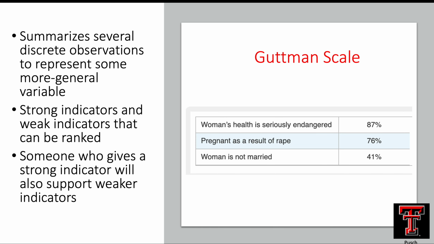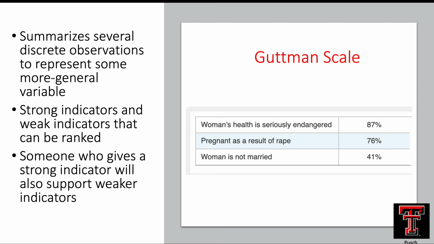Okay, a Guttman scale. This summarizes several discrete observations to represent some more general variable. Again, this has strong indicators and weak indicators that can be ranked. So this is a Guttman scale for support of abortion. Someone who gives a strong indicator will also support weaker indicators.